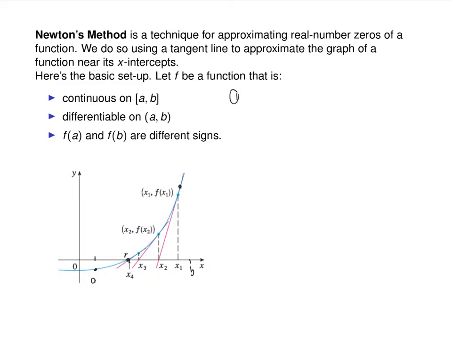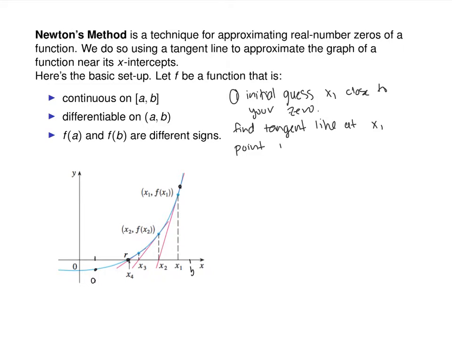So the first thing you do is you pick an initial guess and you call it x sub 1 that is close to your 0. To make sure that your answers are consistent in WebAssign, they will sometimes tell you what to guess initially. And then you find the tangent line at x1. So that means your point is x1 comma f of x1.